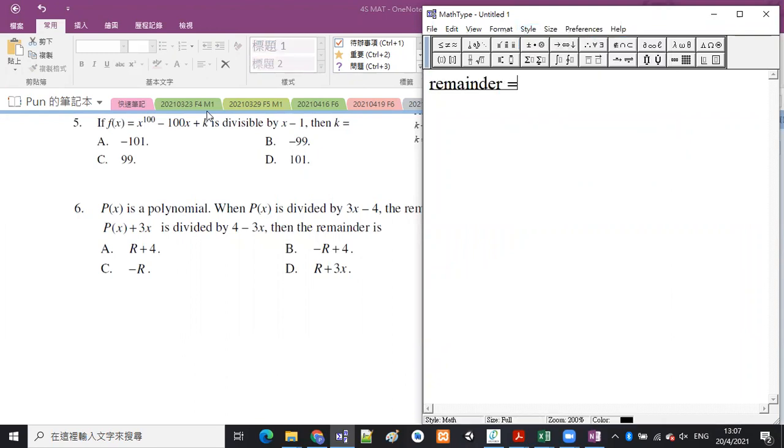should be equal to p number, okay? And the number should be 4 over 3.